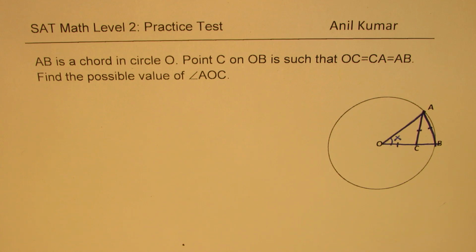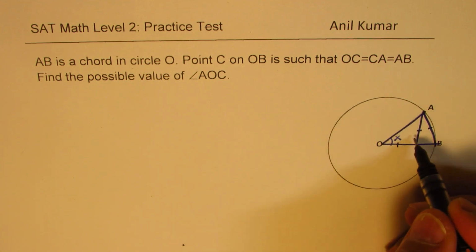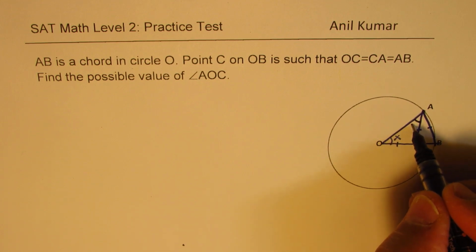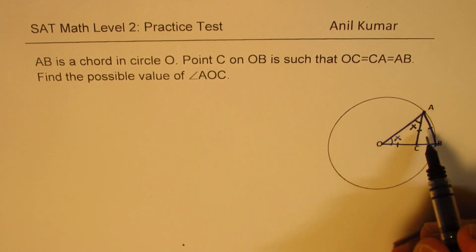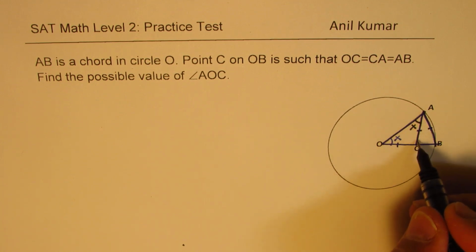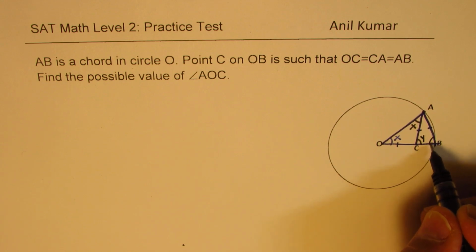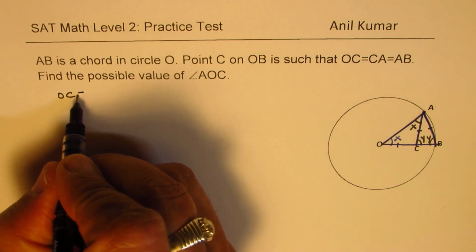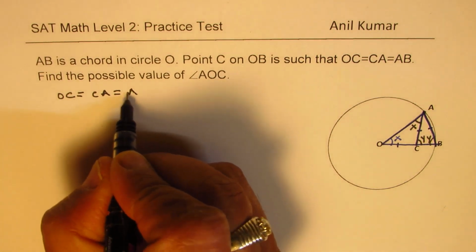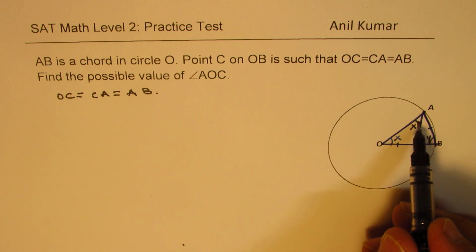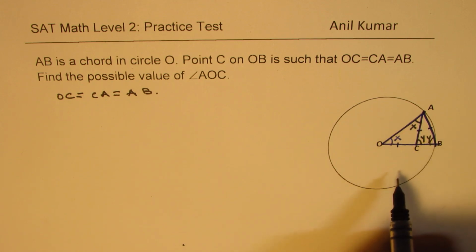So how can we do it? Well, since this is an isosceles triangle, if this is angle X, the other angle should also be X, correct? Now, on the other side, triangle ACB is also an isosceles triangle. We have these two equal sides. Let's call them angle Y and Y. So, from the given condition that OC equals CA equals AB, these two angles are X and those two angles are Y.